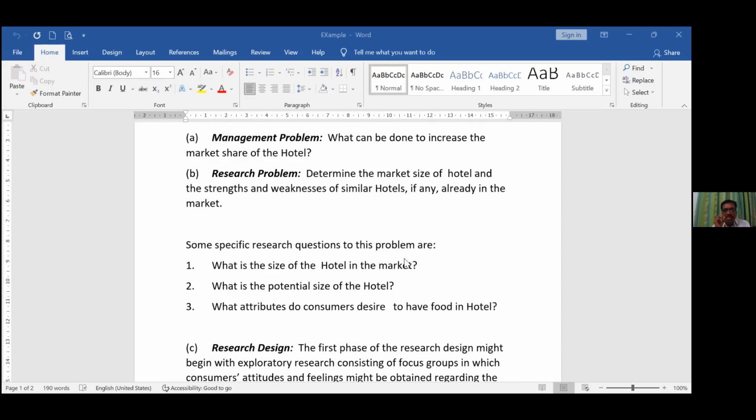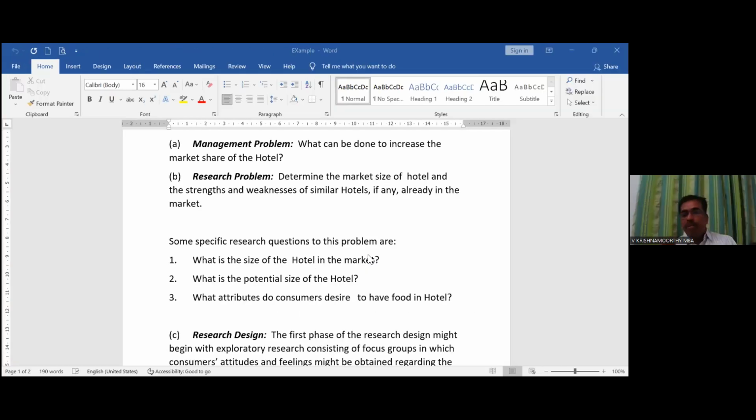Next one, what is the potential size of the hotel? You don't know. Normally, let's take that we are using atta for preparing chapati and some other food items. There is a study. This study says, let's take all the corporates, they have produced the atta. What is the total market share? Only 10%. What about the remaining 90%? The remaining 90% of the market is with the unorganized sector. So if we can tap the unorganized market, we can still increase the market share.